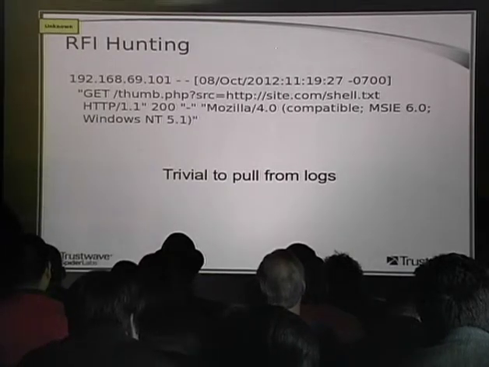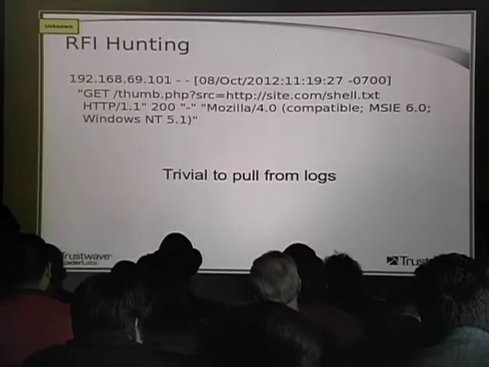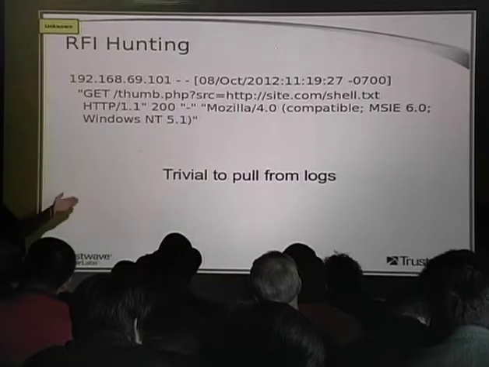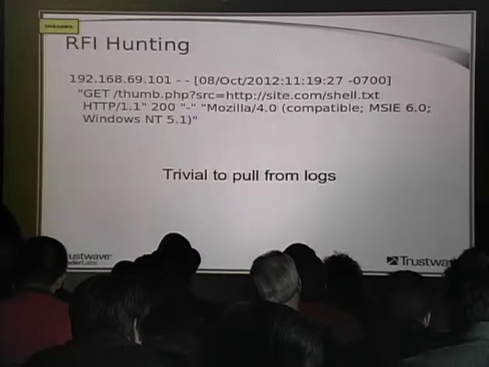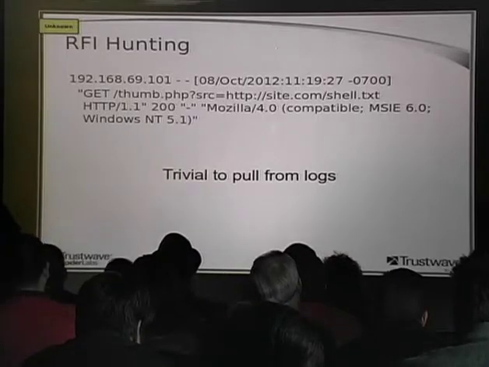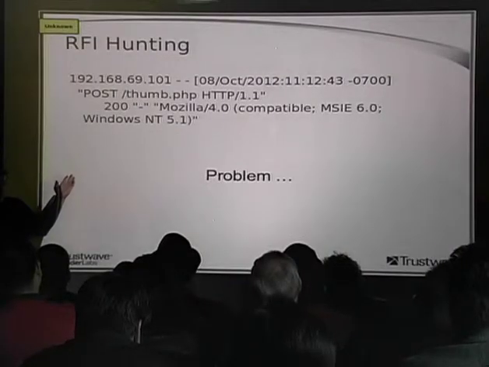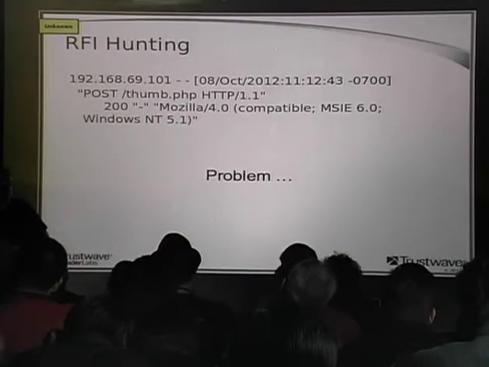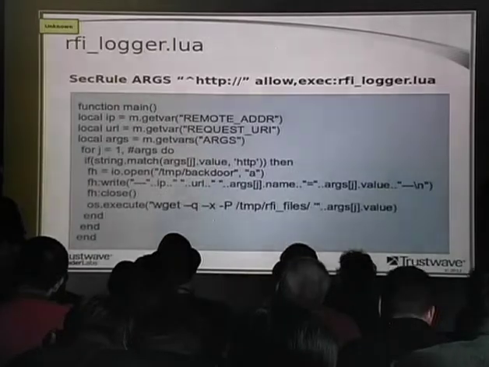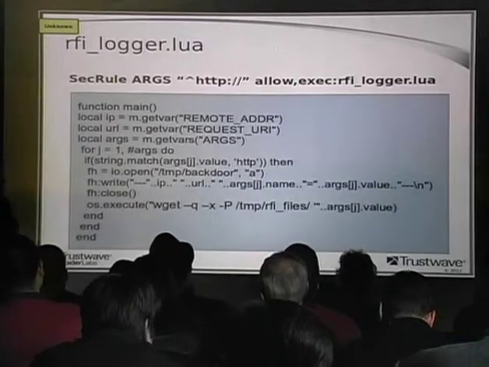This is an example of a generic remote file inclusion line that you'll see in the logs. This is very easy to pull from the logs. You can get this out of your logs at a later point in time, but you have another problem: if you're pulling it later, that shell might have been taken down, so you won't actually get a copy of that shell as it was used for the attack. And it has this other problem that if the attackers just use POST variables instead of GET variables, you won't ever know exactly what happened in these logs. ModSecurity and Lua easily ignore all these problems.